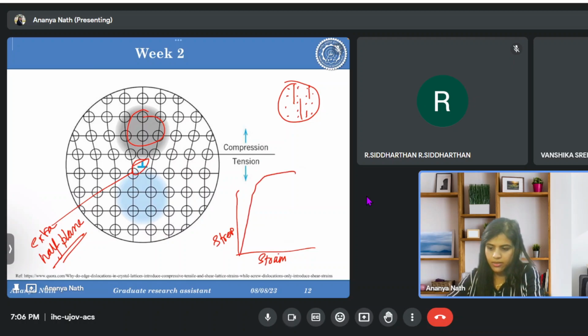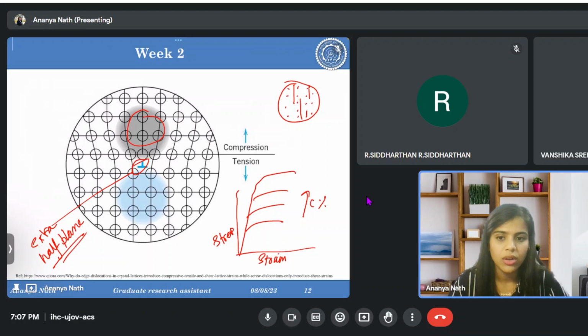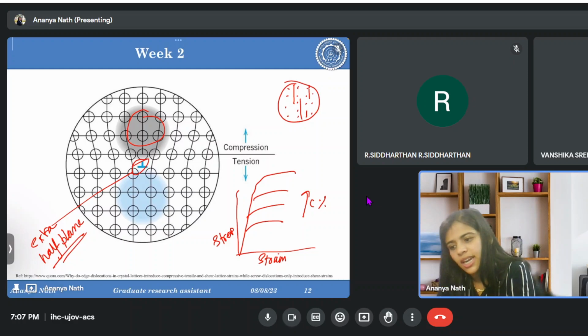So we are increasing the solute percentage, right? So the stress is increasing. If there is more stress, the dislocation needs more energy to break this stress barrier to move forward. So that's why if the solute percentage is more, the stress is more, and the dislocations will find it difficult to move inside the lattice.